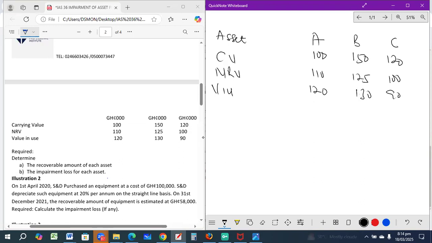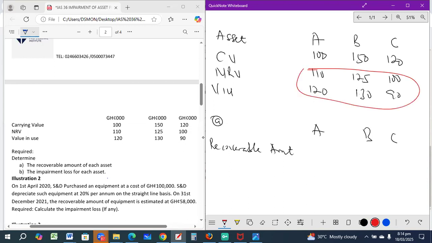So our question is saying that we should determine the recoverable amount for A, B, and C. So what will be our recoverable amount? We are looking at the higher. So A will be 120. Why 120? Because between the net realizable value and the value in use, 120 is higher than 110. So we are picking the higher of the two values. When you pick the higher, it becomes the recoverable amount. You will not say that that is our value in use.